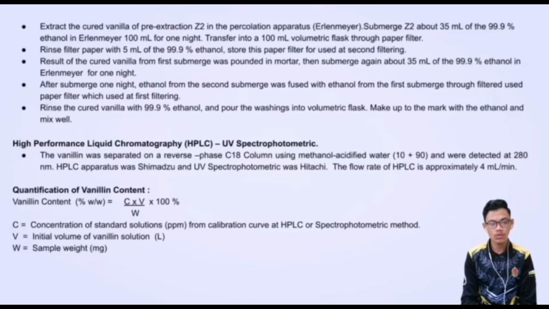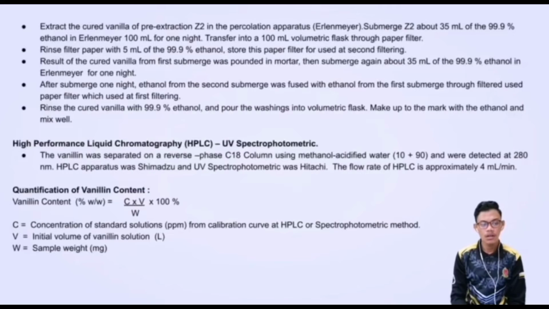For high-performance liquid chromatography (HPLC) and UV spectrophotometric analysis, the vanillin was separated on a reverse phase C18 column using methanol and acidified water 10 plus 90 and was detected at 280 nm. The HPLC apparatus was Shimadzu and the UV spectrophotometer was Hitachi. The flow rate of HPLC is approximately 4 ml per minute. For quantification of vanillin content, the concentration of standard solutions in ppm for the calibration curve at HPLC or spectrophotometric method is multiplied by the initial volume of vanillin solution in liters over the sample weight and multiplied by 100%.